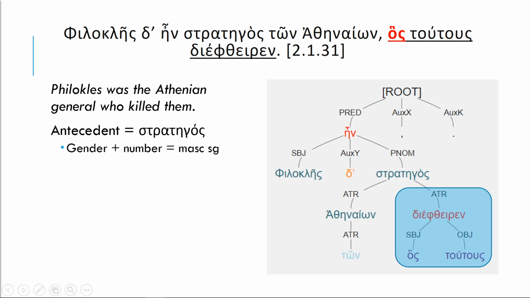The antecedent is masculine singular, so hos is masculine singular, but it's nominative because it's the subject of the clause. So you get your gender and number from the antecedent. You get the case from what it's doing in the clause.